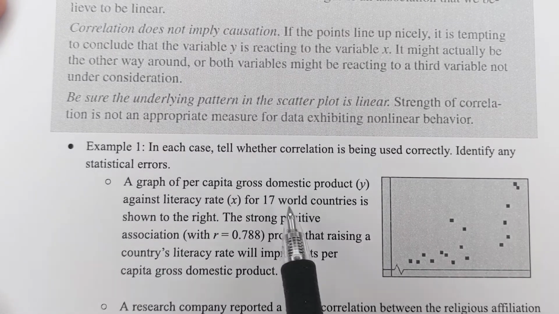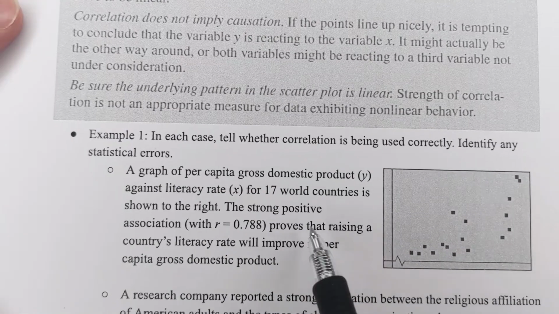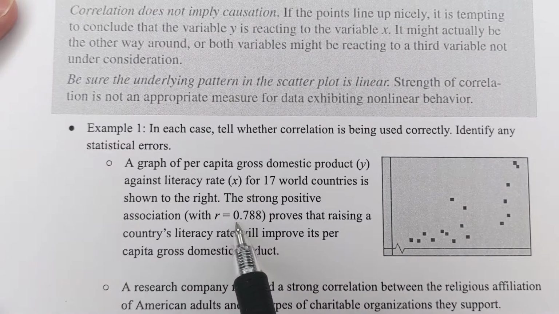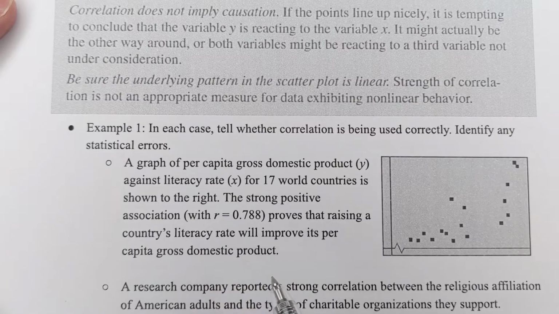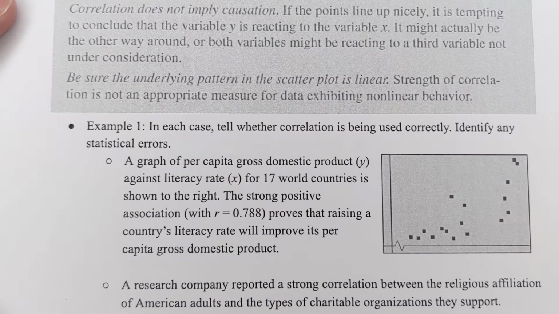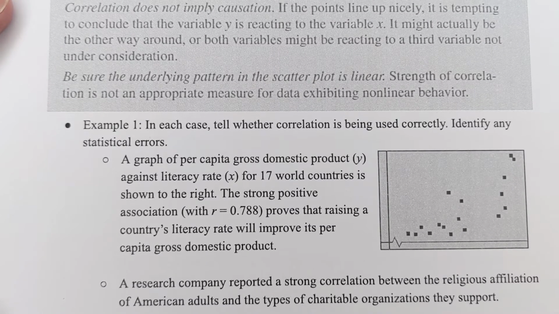All right. The graph of per capita gross domestic product y against literacy rate x for 17 world countries is shown to the right. The strong positive association, with r equal to 0.788, proves that raising a country's literacy rate will improve its per capita gross domestic product. So are we using correlation correctly?